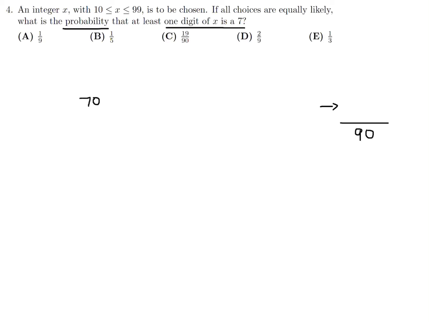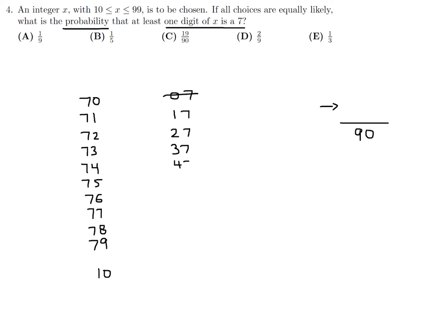Okay, we can quickly make a list of the ones that have a 7. So all the ones from 70 till 79, they will of course have a 7, right? And that's how many? That's 10 right there. And then all the ones where 7 is the second digit, but not 07, because 07 doesn't fall in that range. So can't use that one, but we can use 17, 27, 37, 47, and so on.